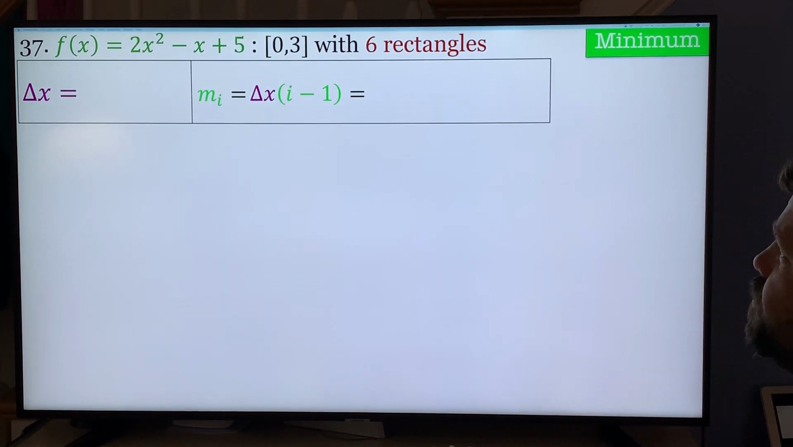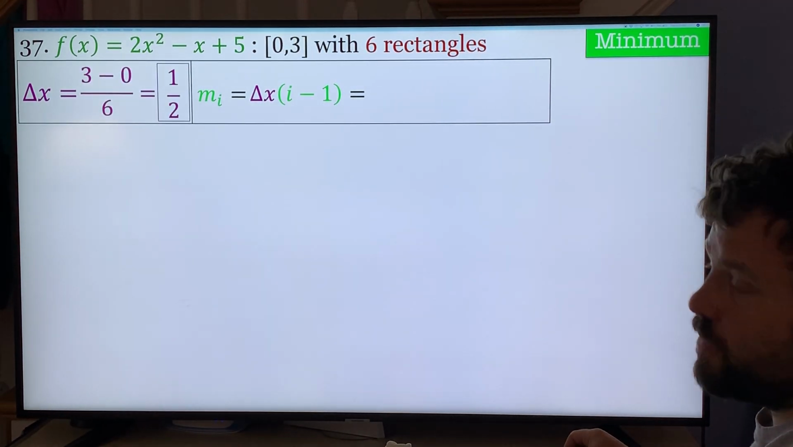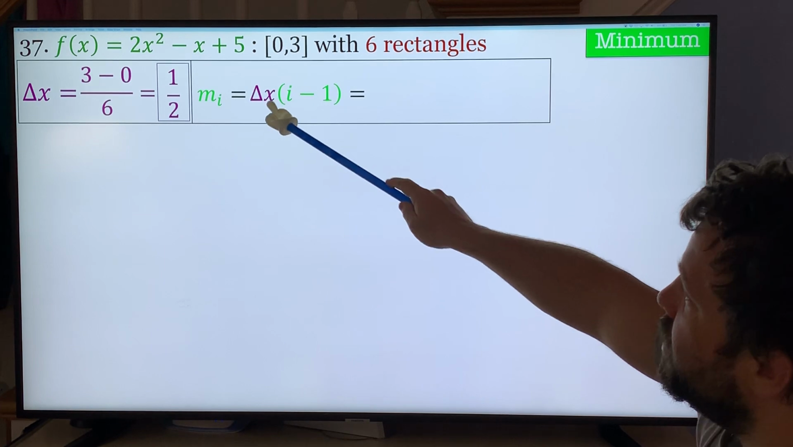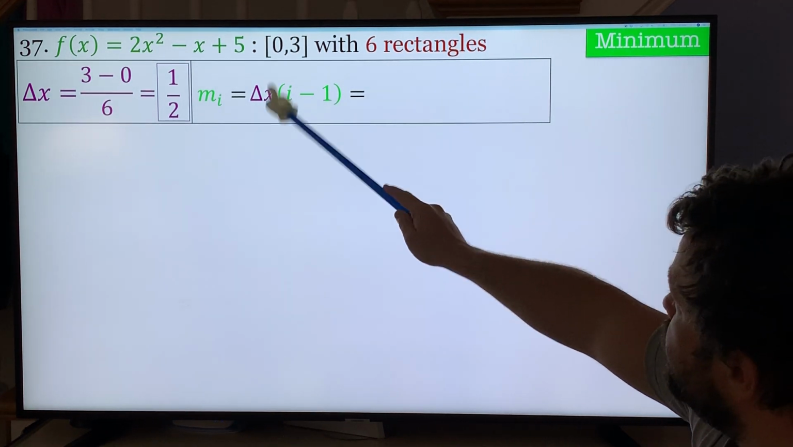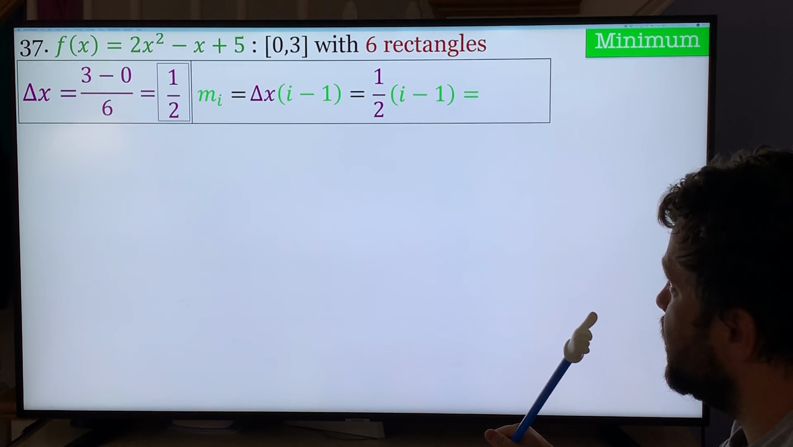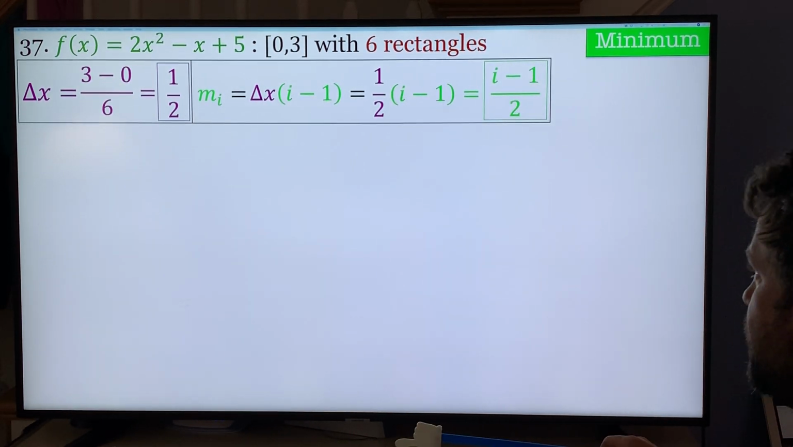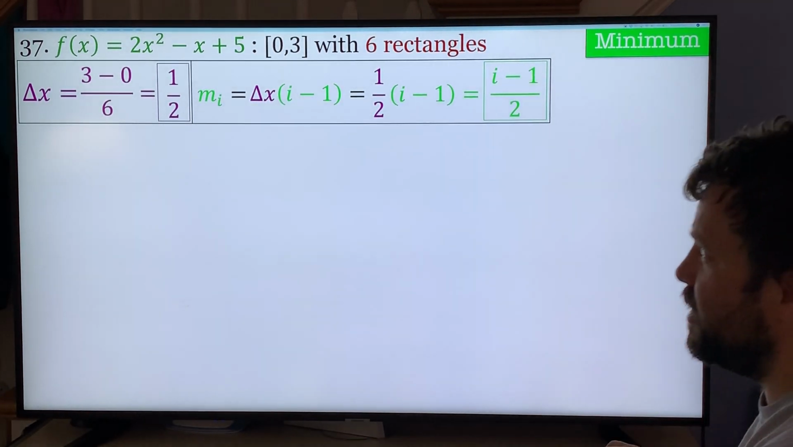Delta x is 3 minus 0 divided by 6, which is 1/2. The minimum is 1/2 times i, or i minus 1 over 2. If you want it, like I said, you can put it in any form you want.